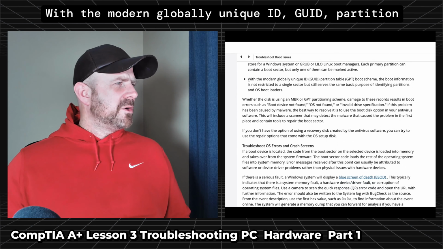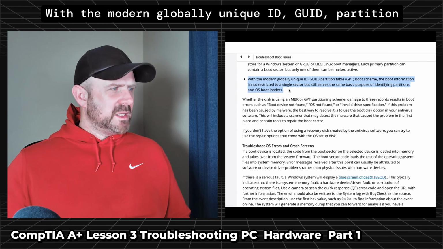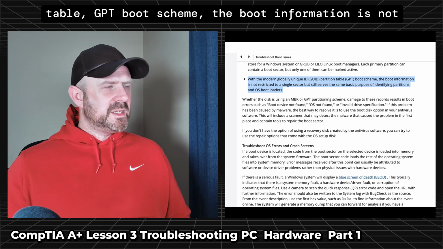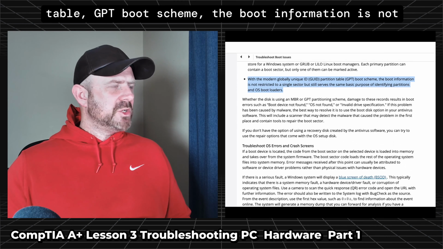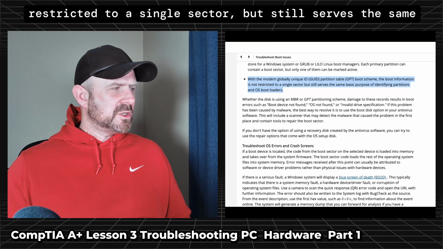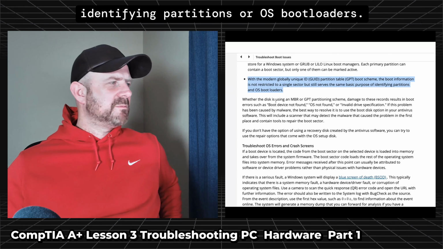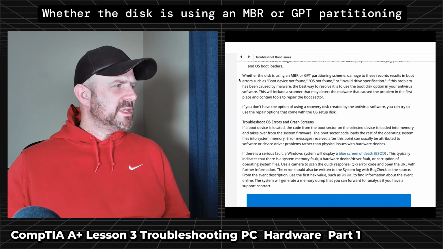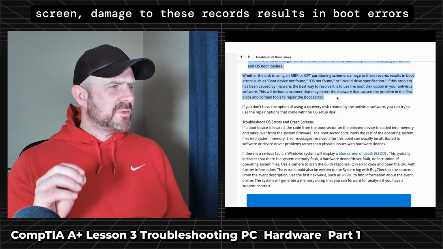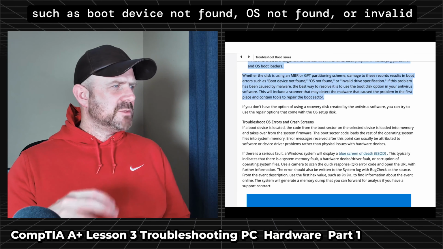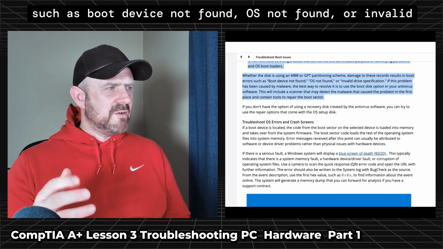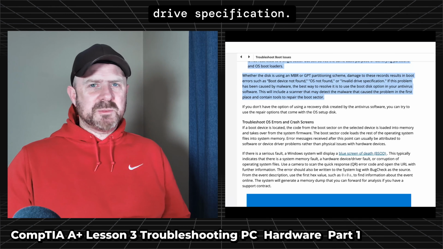active. With the modern globally unique ID, GUID, partition table, GPT boot scheme, the boot information is not restricted to a single sector, but still serves the same basic purpose of identifying partitions or OS bootloaders. Whether the disk is using an MBR or GPT partitioning scheme, damage to these records results in boot errors such as boot device not found, OS not found, or invalid drive specification.